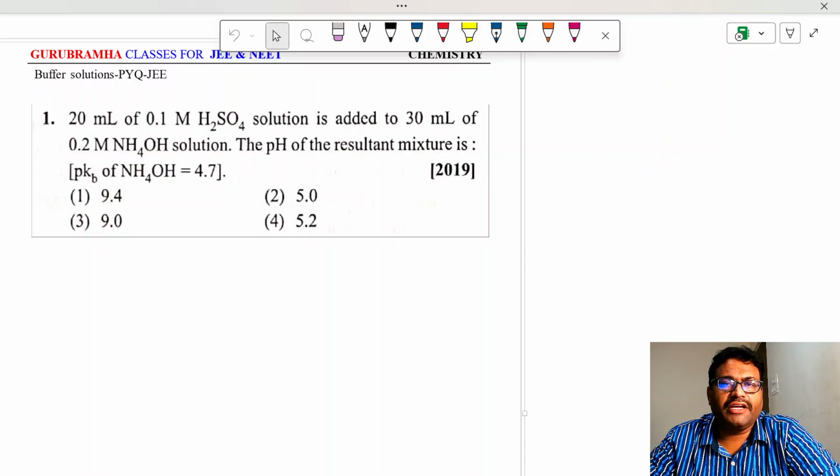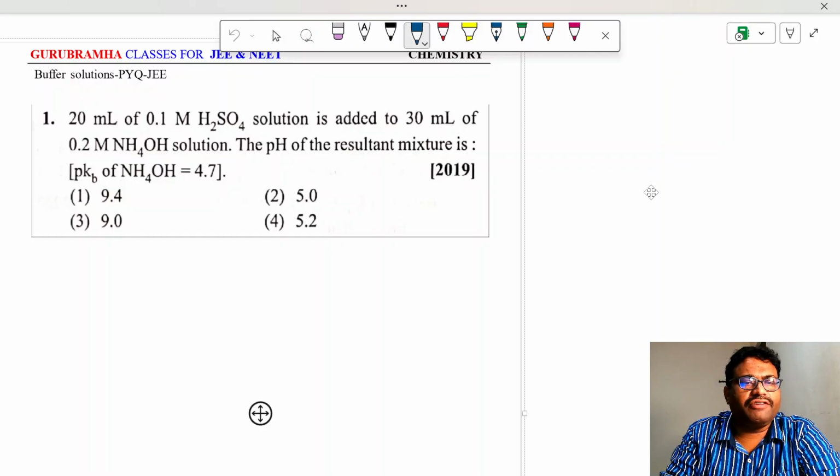We are in the chapter Ionic Equilibrium. Today in this session, we are going to learn about buffer solutions. In buffer solutions, we are going to solve some problems which were asked in previous JEE Mains. Let's start the session.